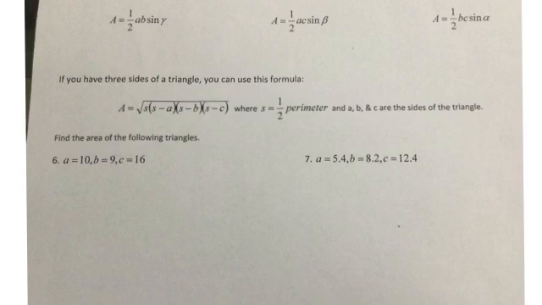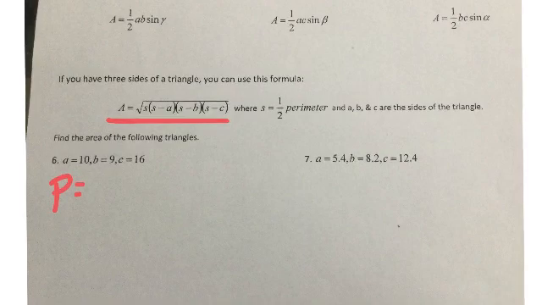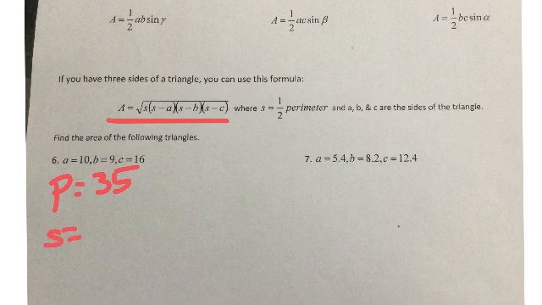So like number 6, I'm given the three side lengths, A, B, and C. So I'm going to use this formula here. The first thing I need to find out is the perimeter. Well, we find the perimeter by adding up all three sides. So 10 plus 9 plus 16 would be 35. Now to find S, we're going to multiply that perimeter by 1/2. So it would be 17.5. It's half the perimeter.